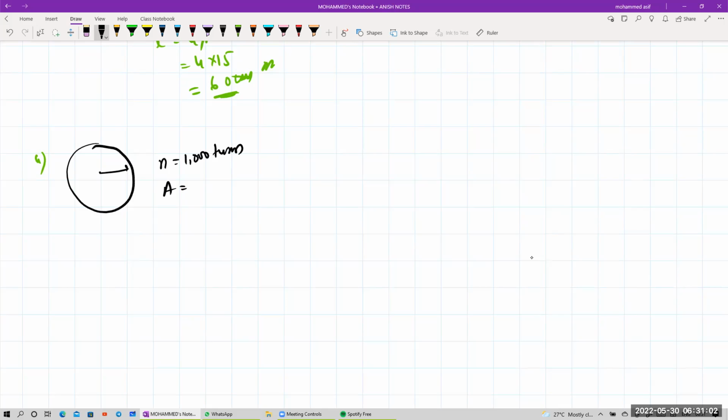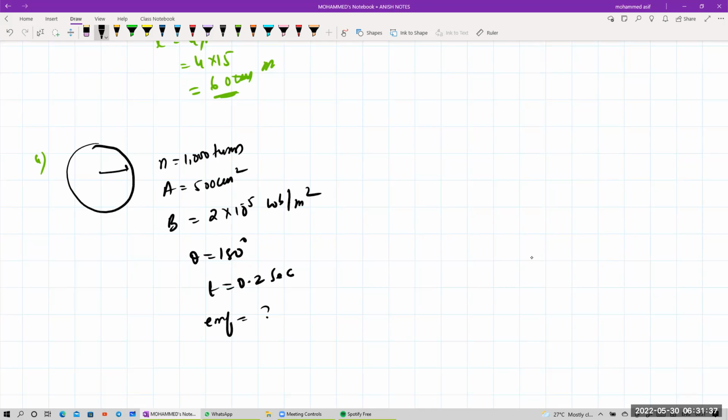The area is given as 500 centimeters square. The plane of the coil is being placed at right angles to the magnetic field. The magnetic field is 2 into 10 to the power of -5 Weber per meter square. The coil is rotated through 180 degrees, so theta is equal to 180 degrees, in t equals 0.2 seconds. Find the average EMF induced in the coil.